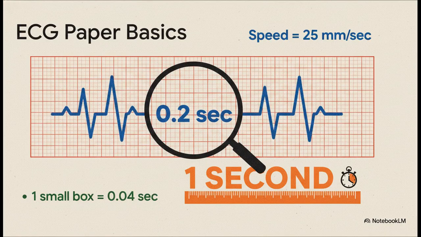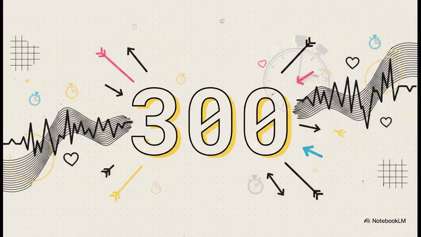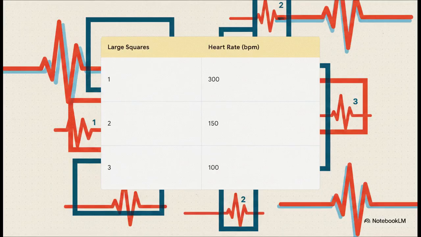So here are the numbers you just have to burn into your brain. At standard speed, one of those big boxes is exactly 0.2 seconds, which means, of course, that 5 big boxes is exactly 1 second. This timing right here is the foundation for absolutely everything else we're going to measure. Now, for calculating the heart rate in a nice, regular rhythm, I want you to remember one magic number. Just one. And that number is 300. This is your key to the fastest method out there. We call it the rule of 300.